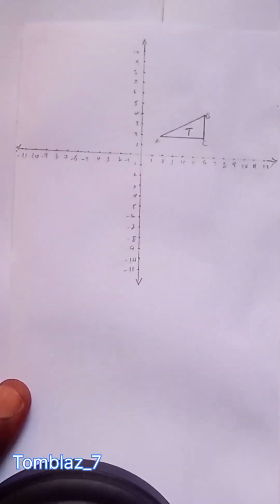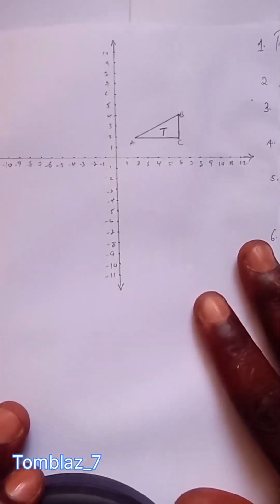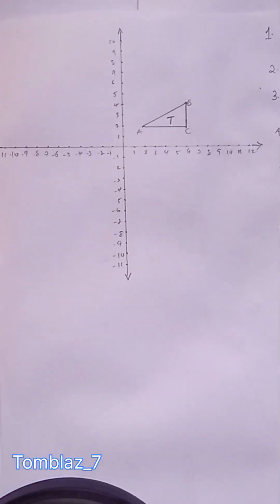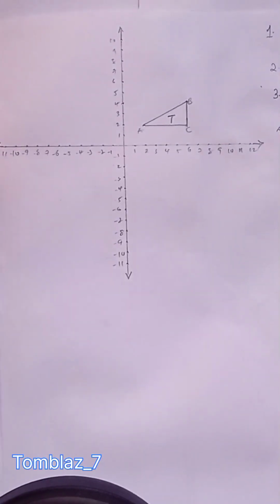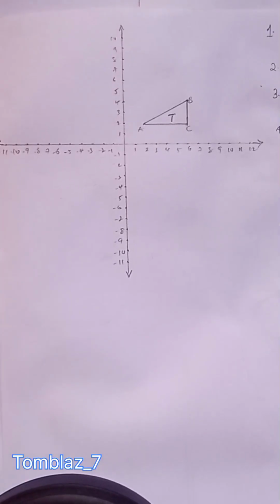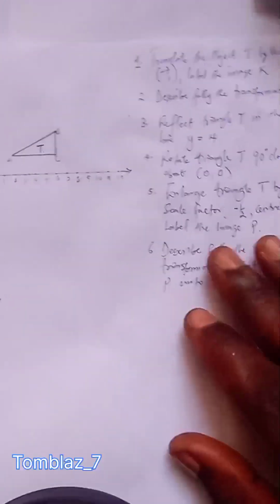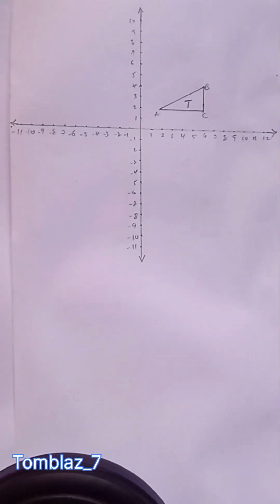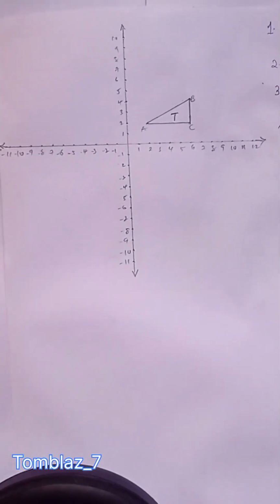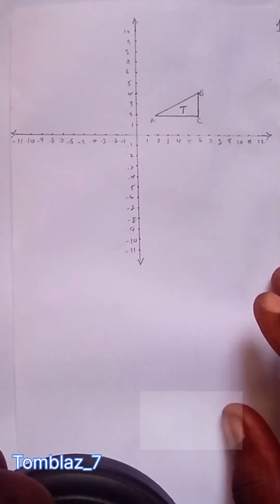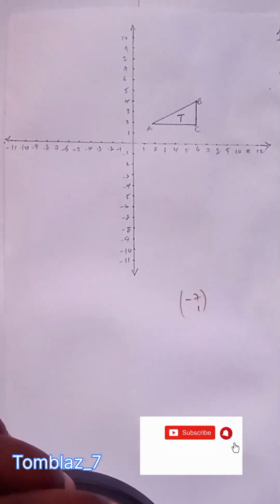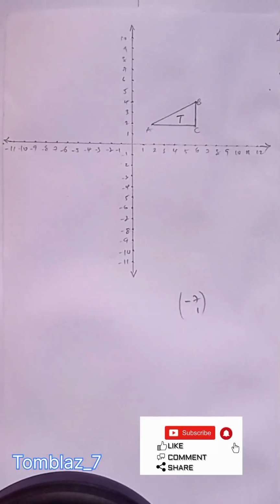Alright, so let's look at it carefully and then we can work on it. First we are to translate the object T by vector -7 and 1. So how do you do that?